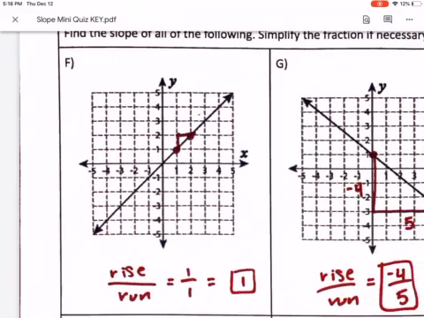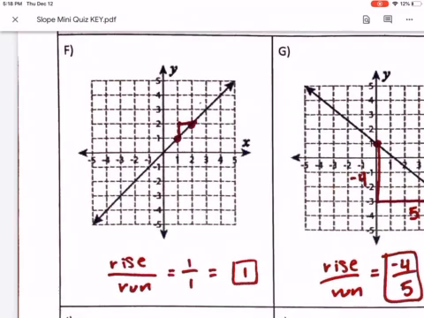These graphs are not perfect, but most of them you could get a pretty good idea. So on F, I chose the ordered pair 1, 1, and 2, 2. Those are just 2 ordered pairs that were on the line. And then I did a right triangle to show that I'm going up 1 and right 1 to give me a rise over run of 1/1 that simplifies to just +1 in the calculator. So if you need to fix that, pause the video, go ahead and fix it.